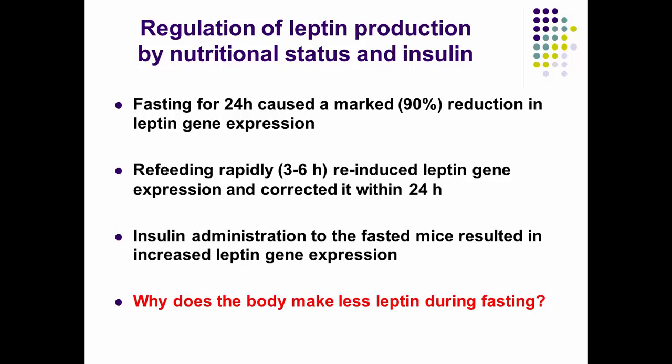And if we refeed animals, which is actually results from the animal study, then the leptin production will increase again very quickly, within like 3 to 6 hours. So insulin also regulates leptin production. So the question here: why does the body make less leptin during fasting? I just said, right? Wanted to save energy. Leptin basically is to burn fat, right, to waste energy.